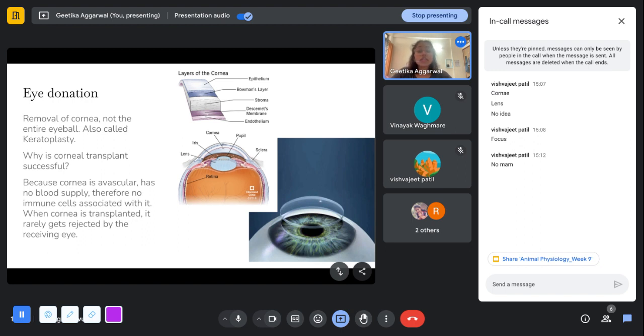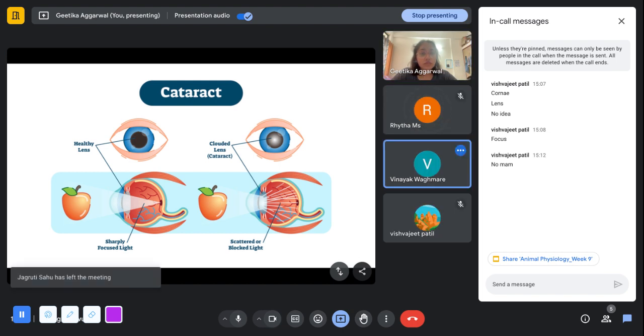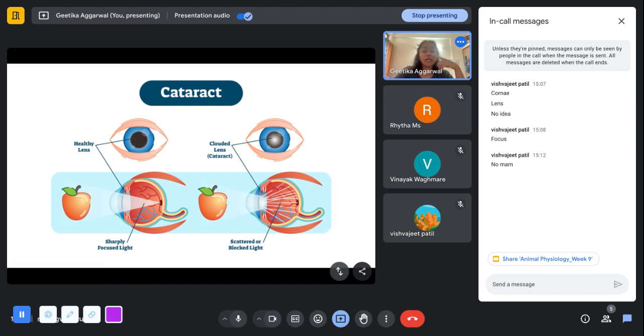So moving on, the next common condition is cataract. Have you guys heard of cataract, or do you know what cataract is? Motibindu. Yeah, it's called motiabind in Hindi. So do you know what happens in this? What causes cataract?